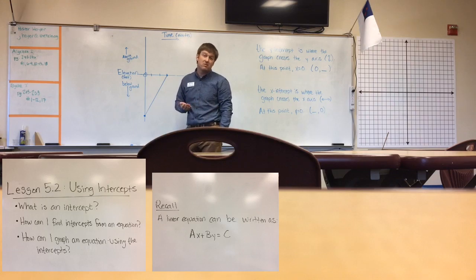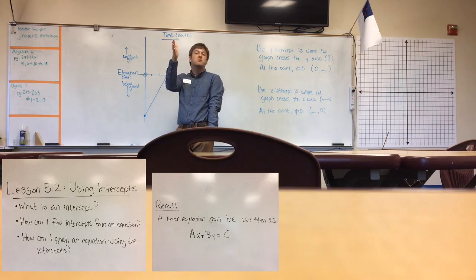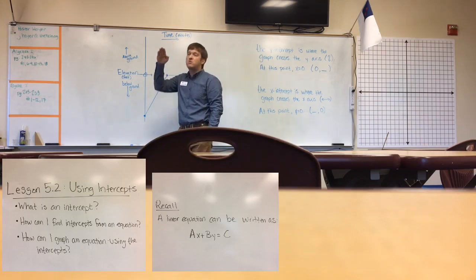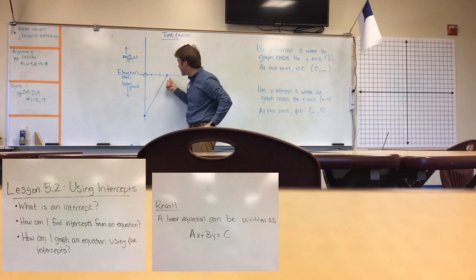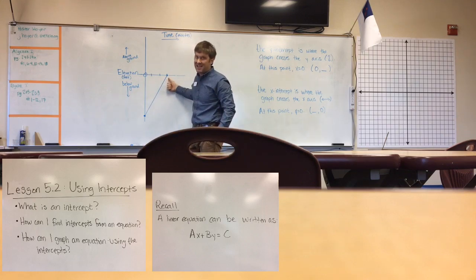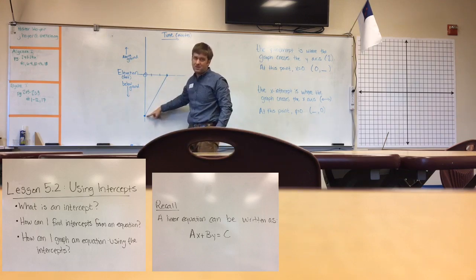You may know intercept like in football. Somebody intercepts a pass. The football is going somewhere and then a defender catches it, he intercepts it, they cross at that point. So the x-intercept is where the graph crosses the x-axis. The y-intercept is where the graph crosses the y-axis.